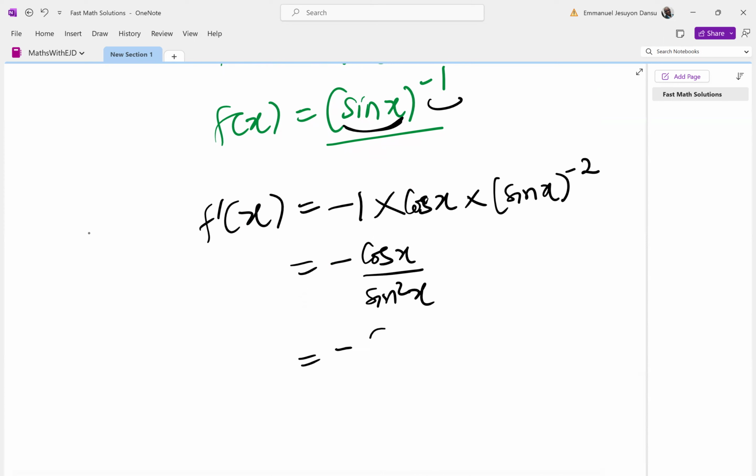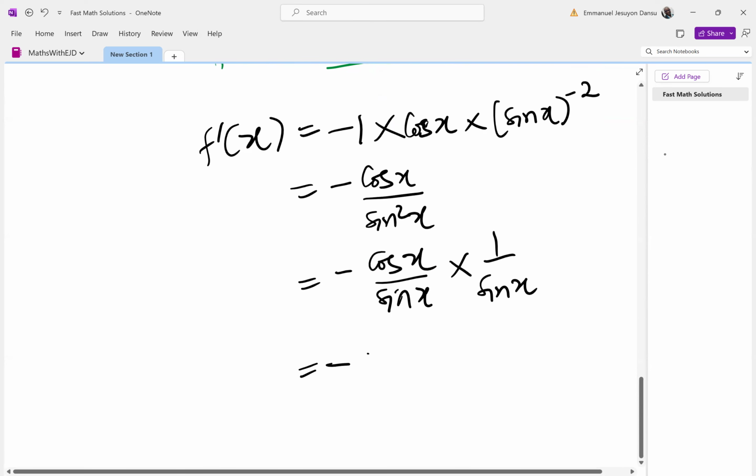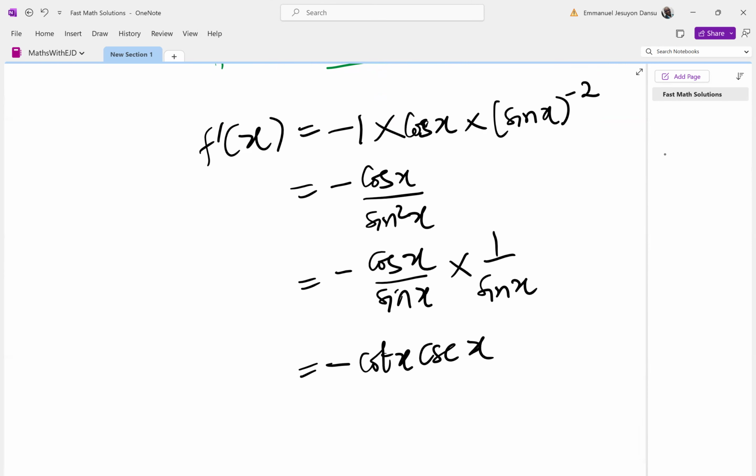And then again, you have minus cos x all over sine x times 1 over sine x. So anyhow you want to do that, that's minus cot x cosec x. Whichever comes first is fine. So you see again that if you differentiate cosec x, you get minus cot x cosec x.